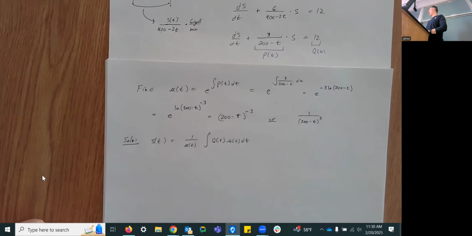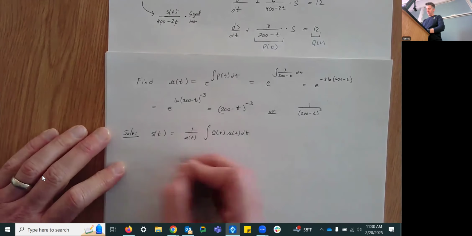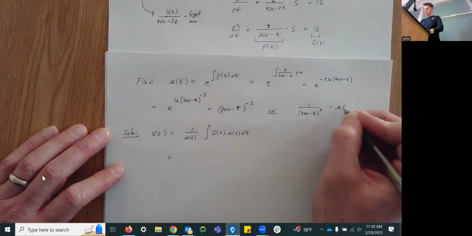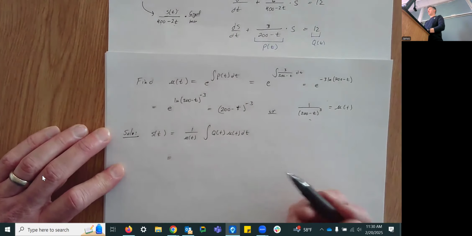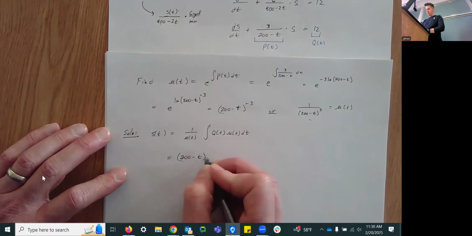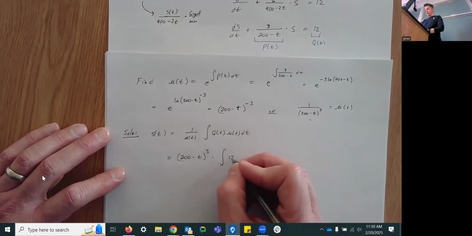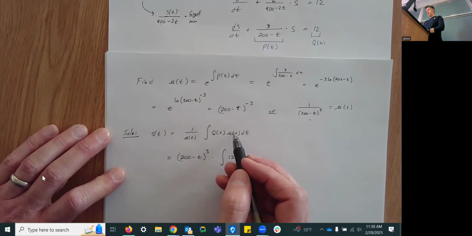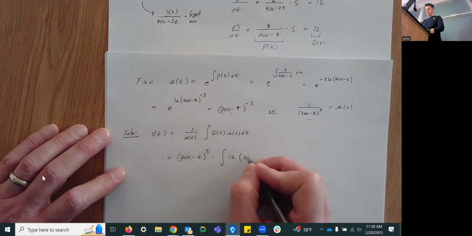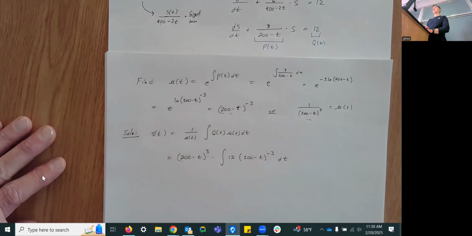So seeing that, I probably do a couple things. I'm going to say that my S of t is going to equal, well, here's my mu of t. 1 over that is just going to be 200 minus t to the third power. So I have 200 minus t to the third power times the integral. Q is just 12. Now here I would want to write my mu of t not that way, but that way, so it's easier to integrate. So it's going to be 12 times 200 minus t to the negative third dt. Let's integrate.